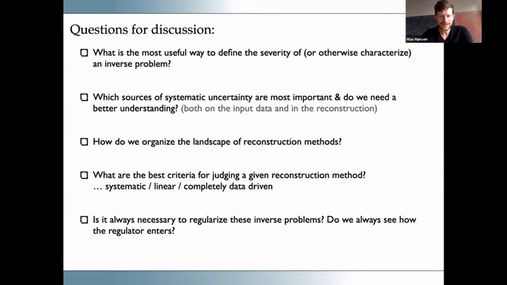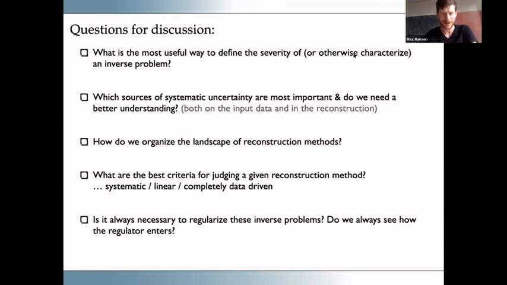So with that in mind, here's some of the questions that I thought might be fun to stimulate the discussion. I actually have a second slide, but let's focus on this first. I'll just read them out quickly and then we can see if any of them spark interest. One thing that has come up in my mind in many discussions is what is the most useful way that we can really quantify the severity of an inverse problem? Based on exactly what question we ask, there's a continuum of how severe the problem is. So it's interesting to understand how do we quantify the severity or otherwise characterize the problem.